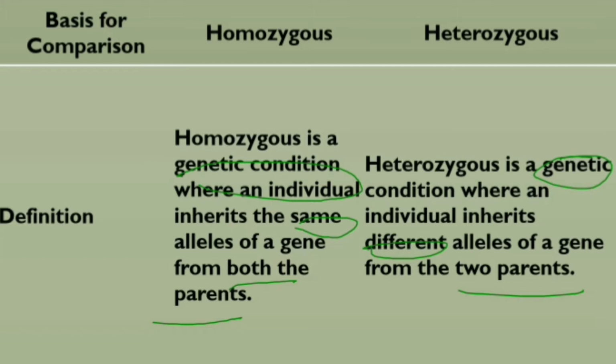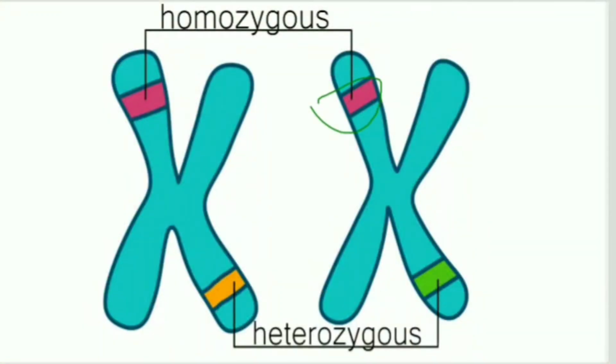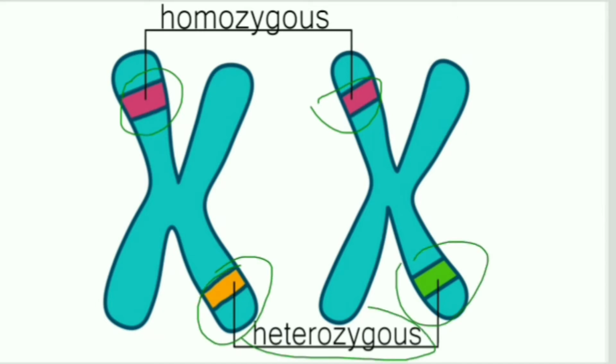So homozygous has the same allele of a gene, whereas heterozygous has different alleles of a gene. If the two alleles of a gene are of the same type, then it is homozygous, and if the alleles of a gene are of different types, then it is heterozygous.